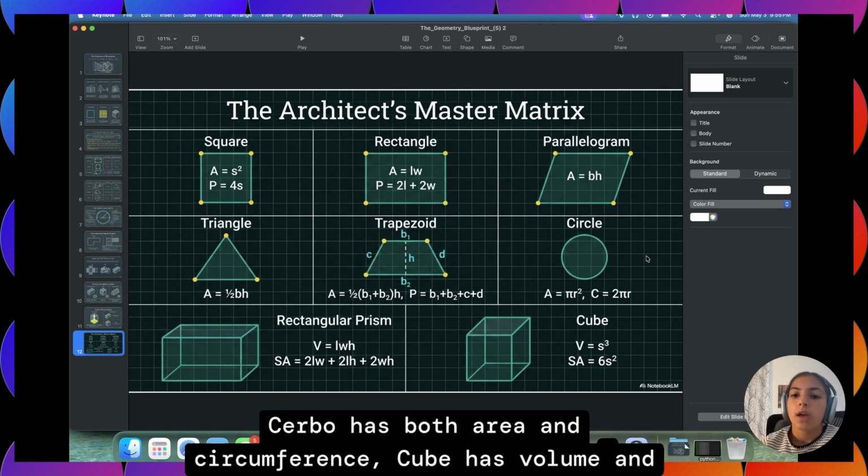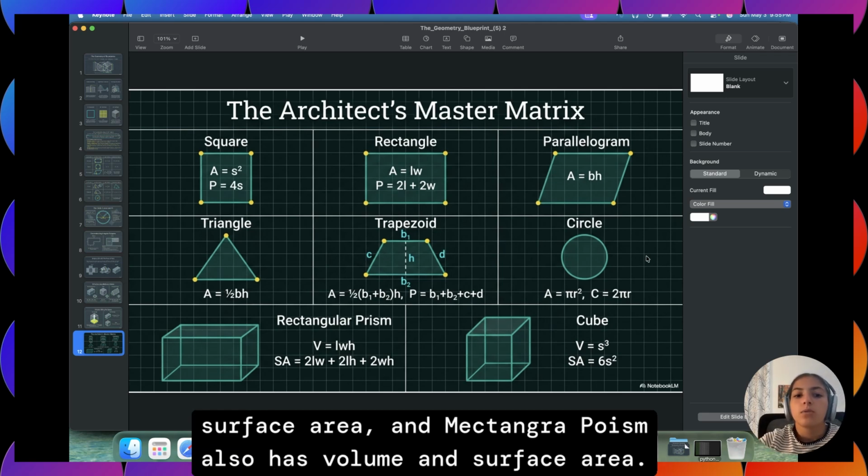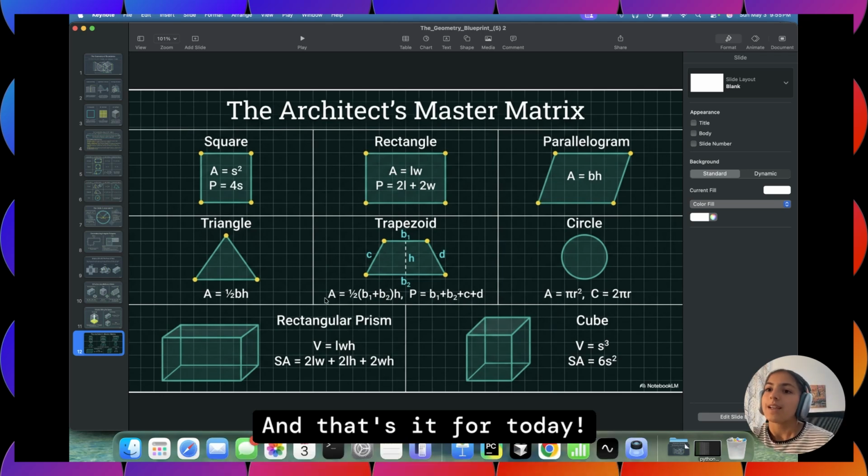Cube has volume and surface area. And rectangular prism also has volume and surface area. And that's it for today.